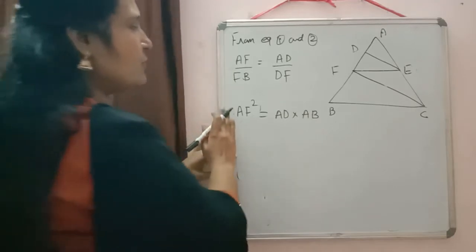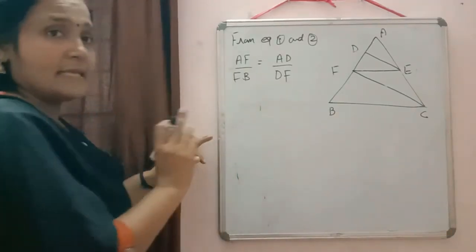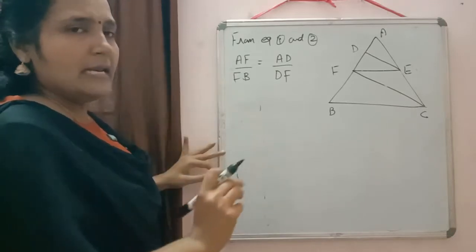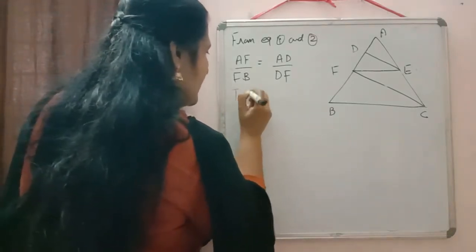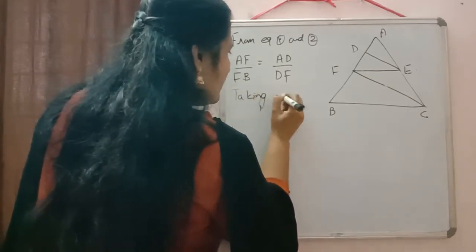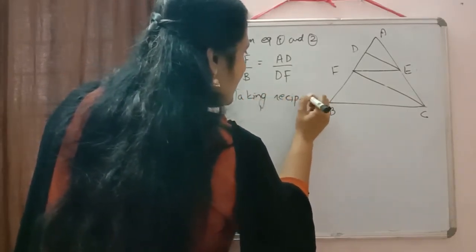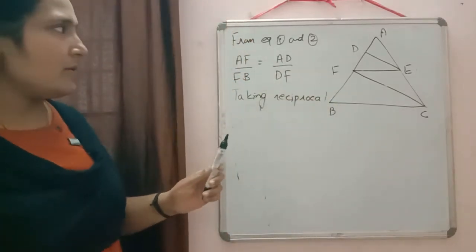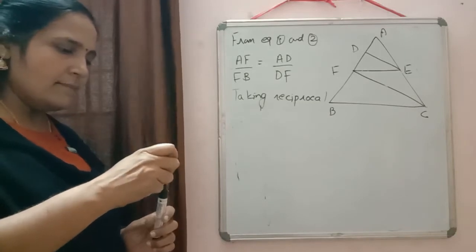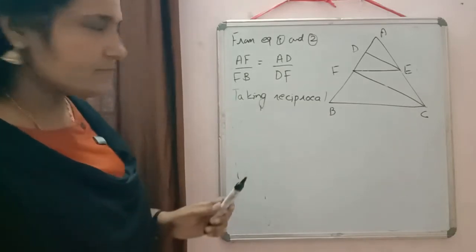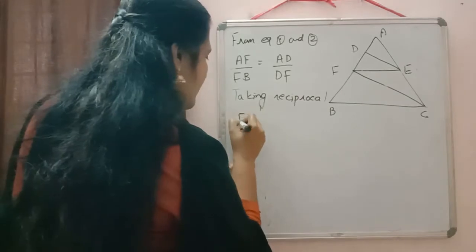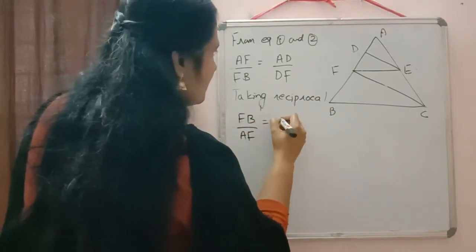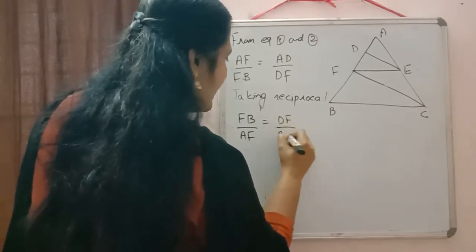So what I am going to do, I am going to take the reciprocal. So this you have to check according to the side which you need there. Okay, so just write down there, taking reciprocal. Whenever we are taking the reciprocal, we have to take it on both the sides, not on one side only. Okay, so we are taking the reciprocal, then it will be equal to FB by AF is equal to DF by AD.